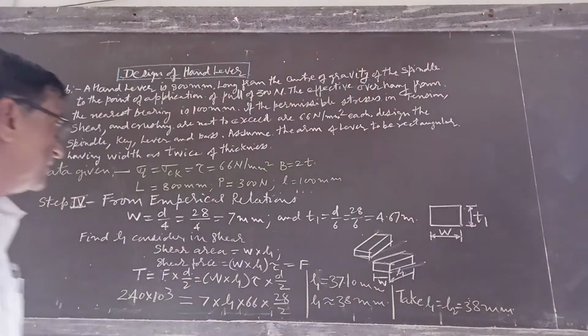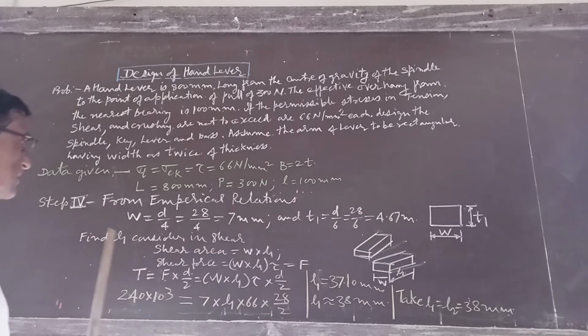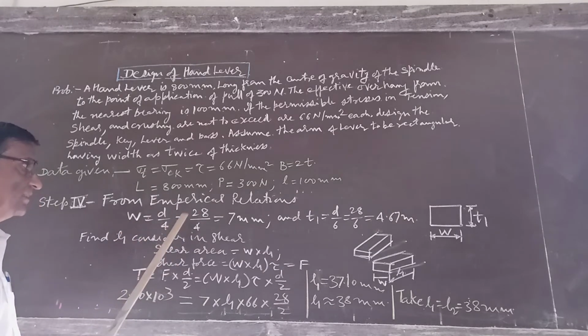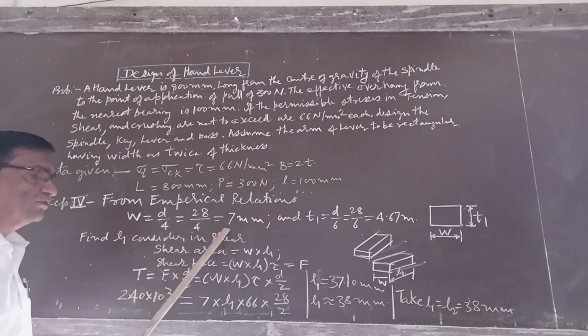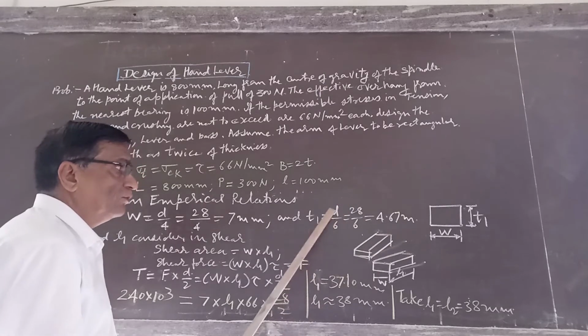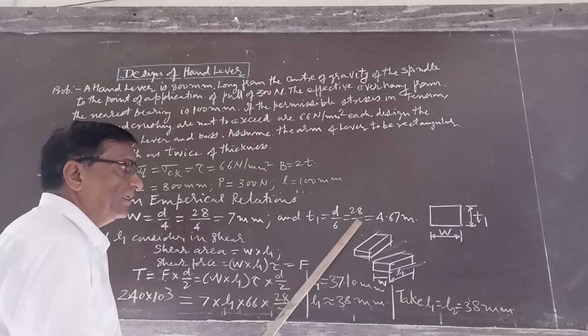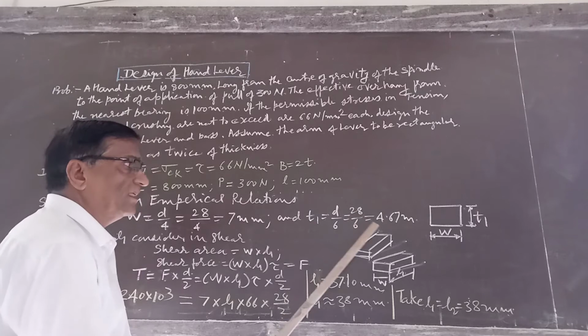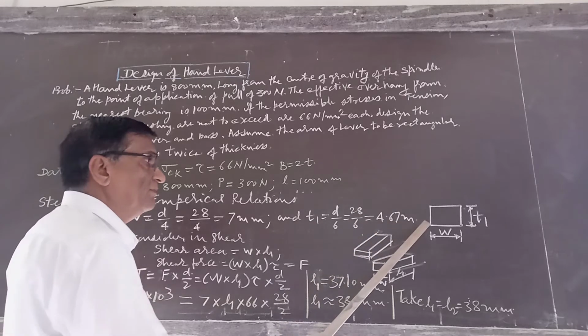Now we will obtain the dimensions of key. W is equal to, from empirical relations, D by 4, that is 28 by 4, that comes out to be 7 millimeter, and T1, thickness of key, is equal to D by 6, that is 28 by 6, that comes out to be 4.67 millimeter.